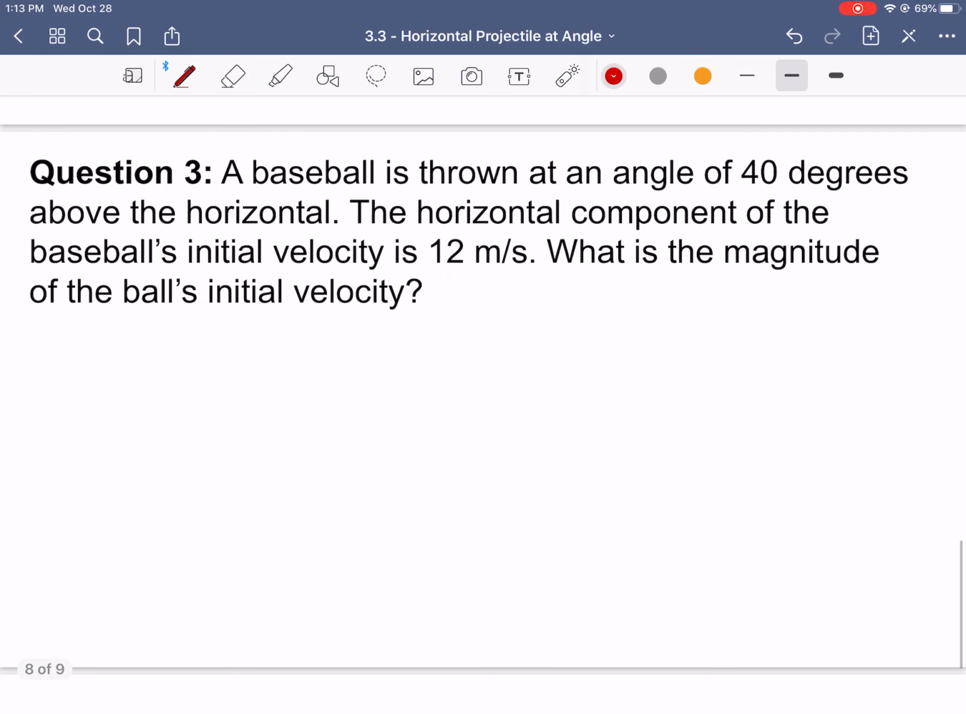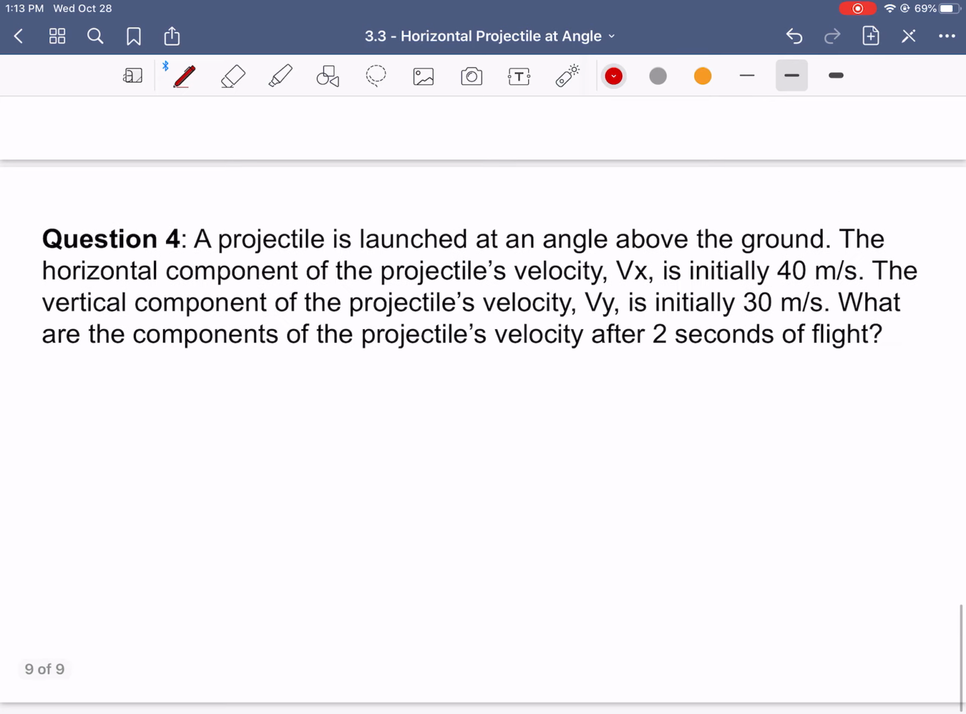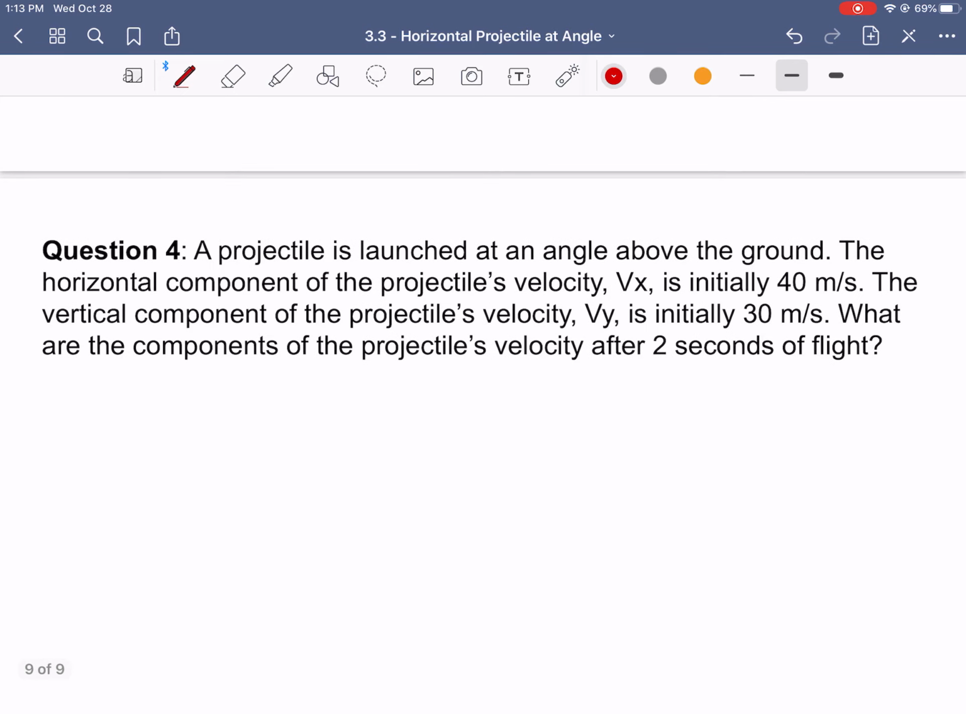Here's the third question. You can try it on your own, pause the video, and you can check the answer key later. And here's question number 4, the last question. You can pause the video and check back at your answers.